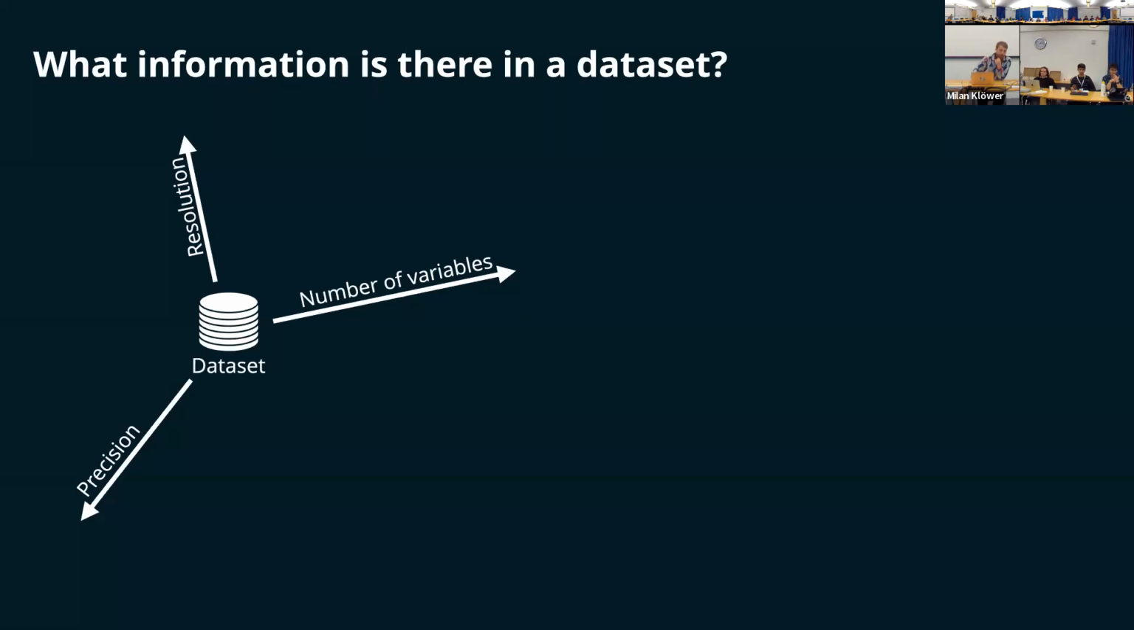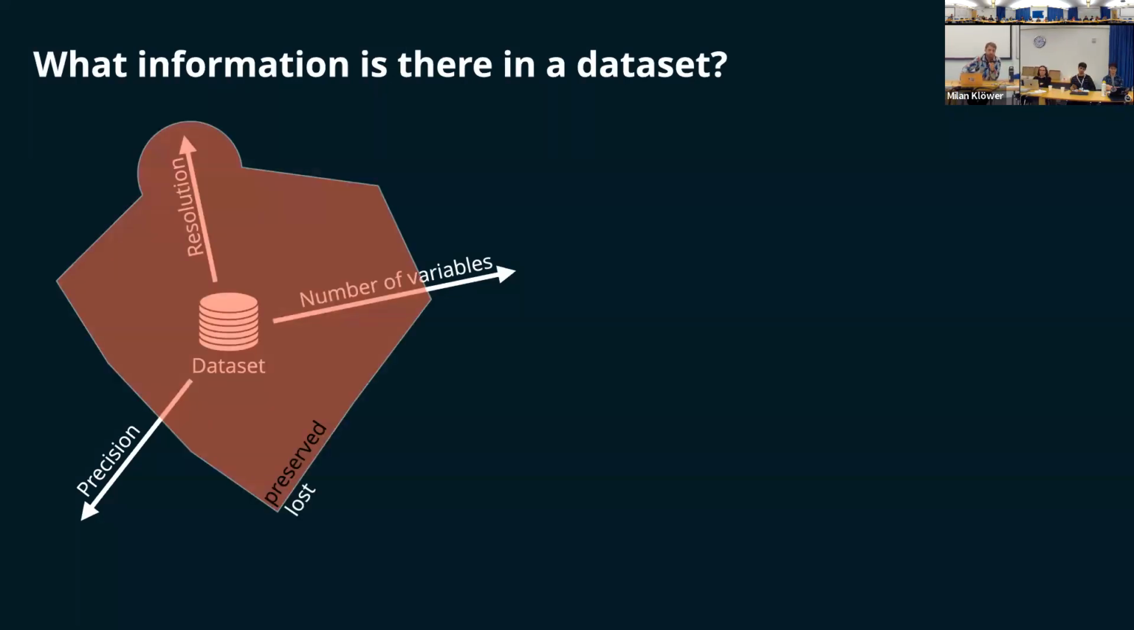So one of the questions I've always been trying to ask is: what information is there in a data set? Let's say you have a petabyte of zeros and ones. The size of this data set is spanned by the precision you use for all of these different numbers, the resolution you have to store your data at, and also the number of variables.